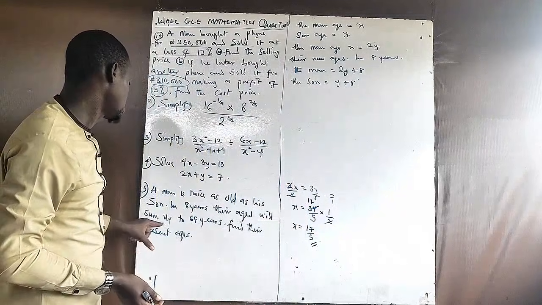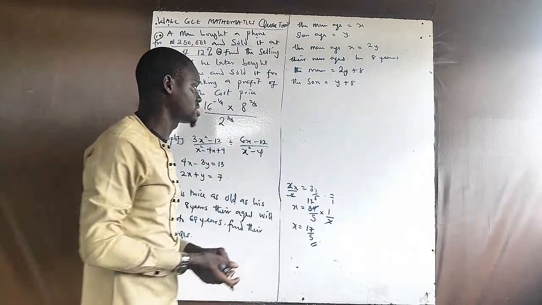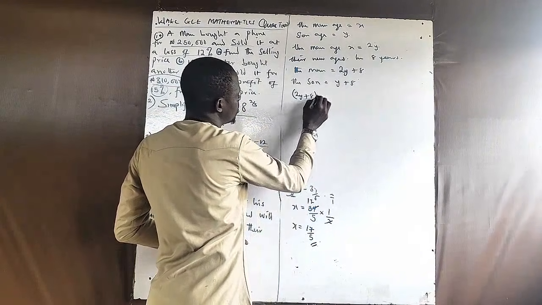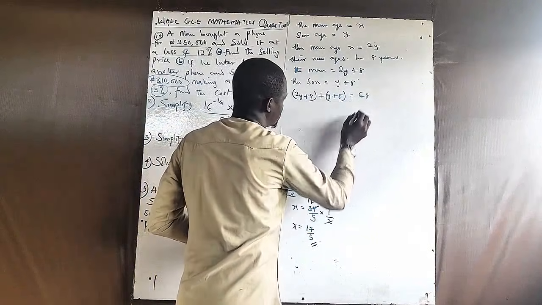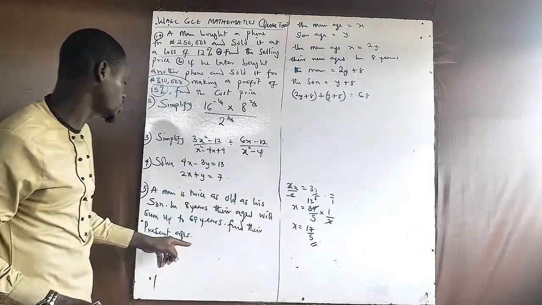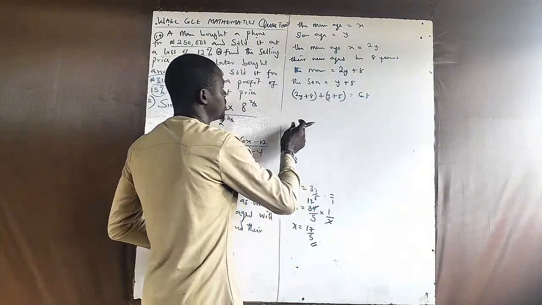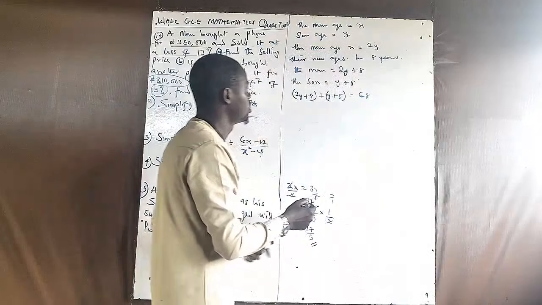Now, it said in 8 years their ages will sum up to 68 years. So that means the addition of these two, 2y plus 8 plus y plus 8, will be equal to 68 years. That's what they mean by their ages will sum up. They have to find their present age, which simply means their age now, not in 8 years. So let's solve for y.